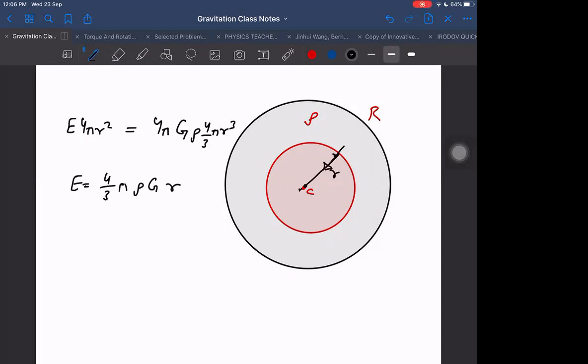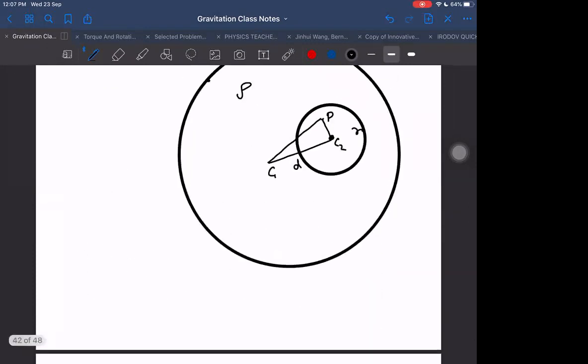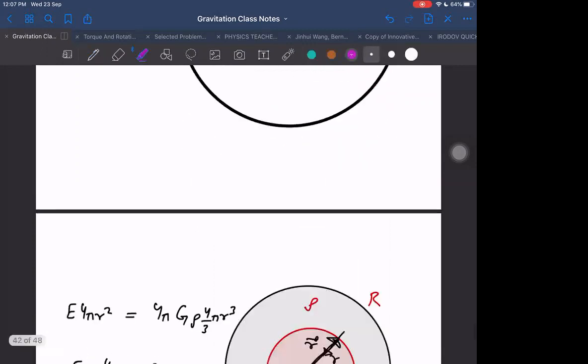Now, this is magnitude wise, not vector form. For the vector form, because I have to take the vector difference, I cannot write magnitude only. Normally we take the radial vector to be outwards, but the field is opposite of that, so it is minus r cap, inwards. If that is the case, what is the radial vector in this case? In this case, the radial vector is PC2, PC1.